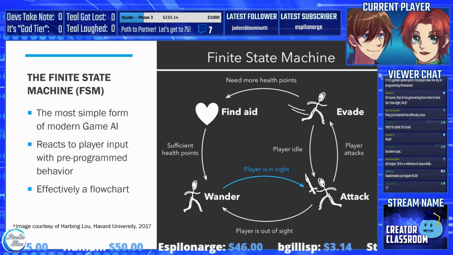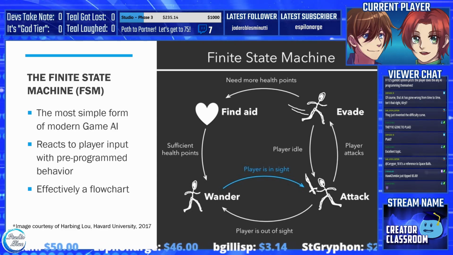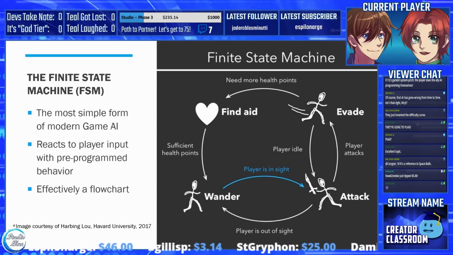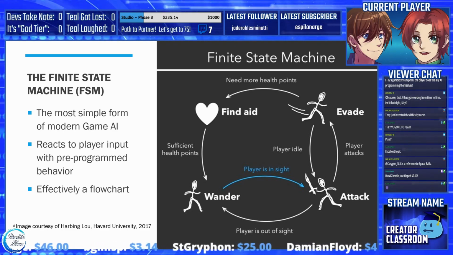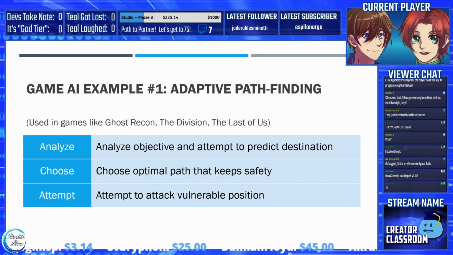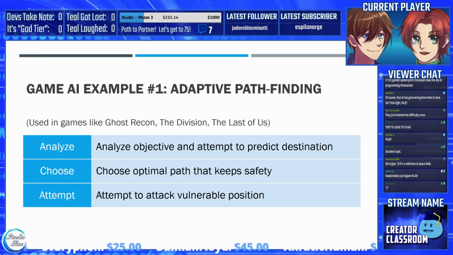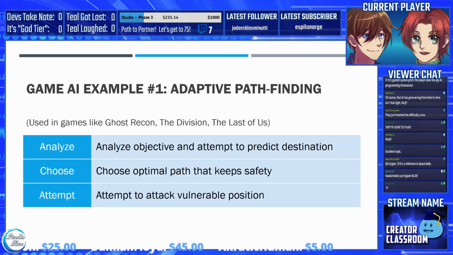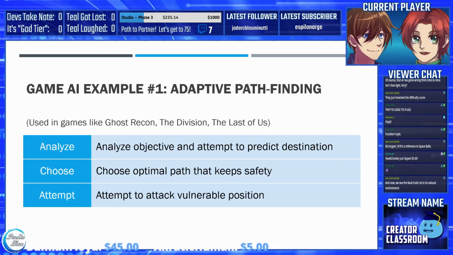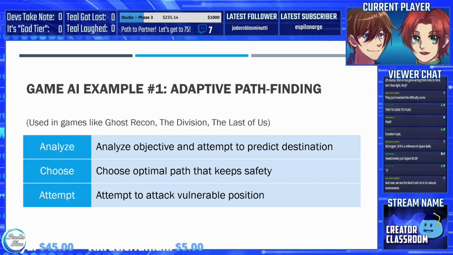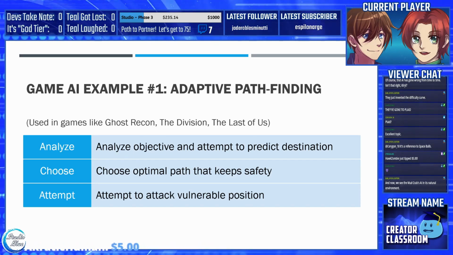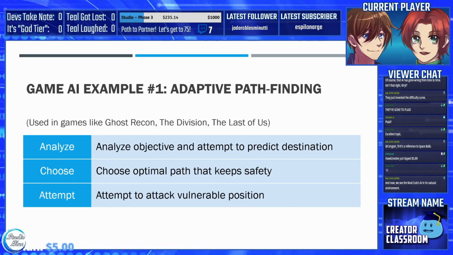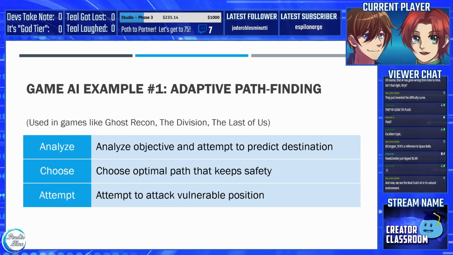So Teal's absolutely right. The mud crabs in Skyrim are amazing examples of a simple finite state machine. So let us continue. We're going to go through 5 different examples of types of game AIs, because there's tons of them. But these are going to be the easiest ones to go through. Now we see the mud crab AI in its natural environment.